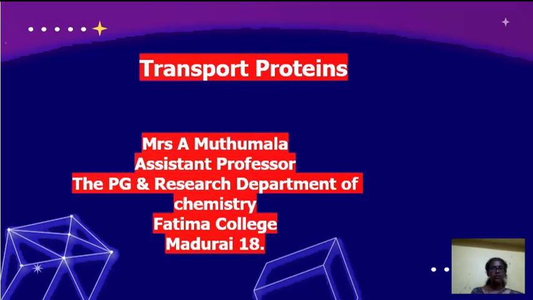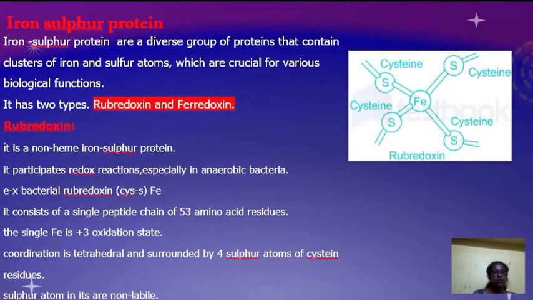Good morning. Today we will see about transport protein. First we will see about what is iron sulfur protein. Iron sulfur proteins are a group of proteins that contain clusters of iron and sulfur atoms which are crucial for various biological functions. It has two types, rubredoxin and ferredoxin.